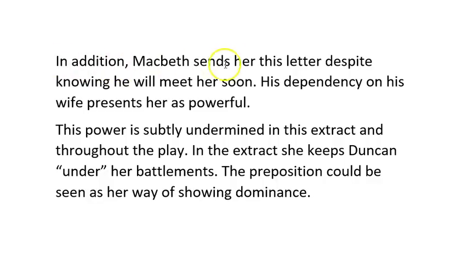In addition, Macbeth sends her this letter despite knowing he will meet her soon. His dependency on his wife presents her as powerful. This would have been even better if we had an explanation there of how he's depending on her to manipulate him to form this plan to kill Duncan before he arrives. This power is subtly undermined in this extract and throughout the play. So this is a really sophisticated point.